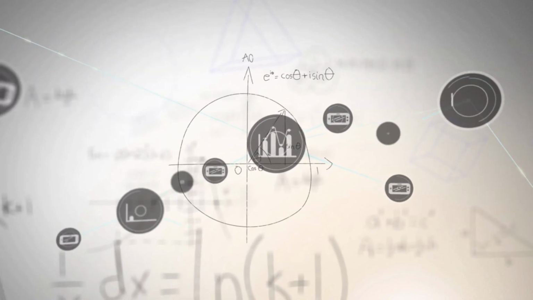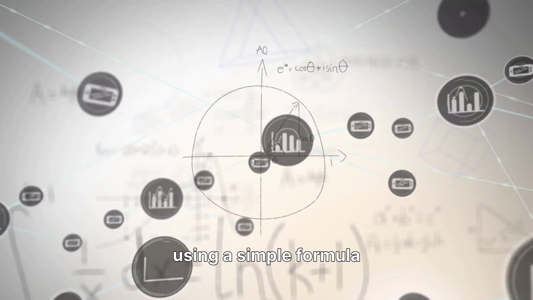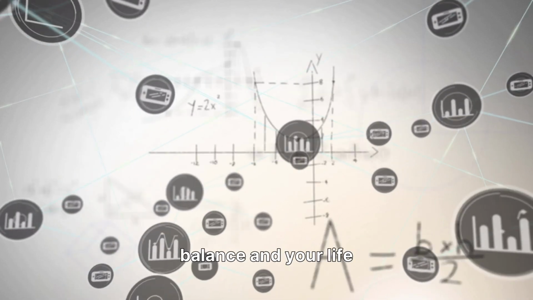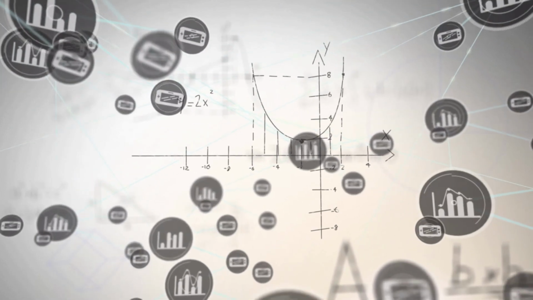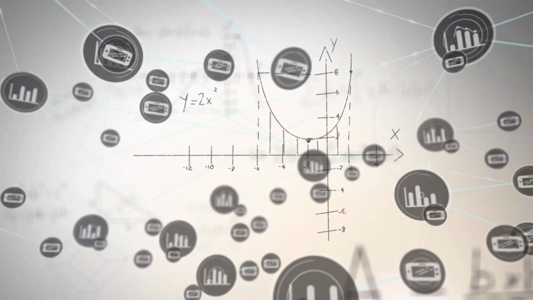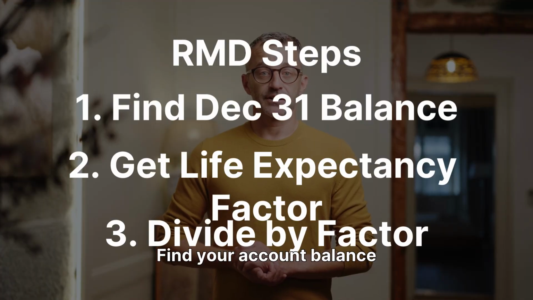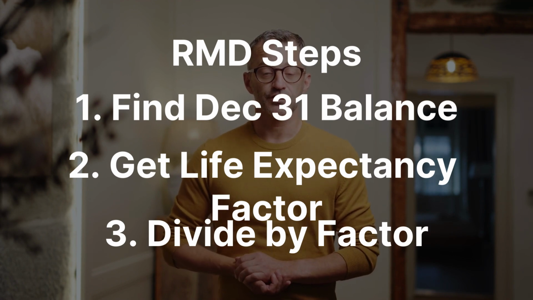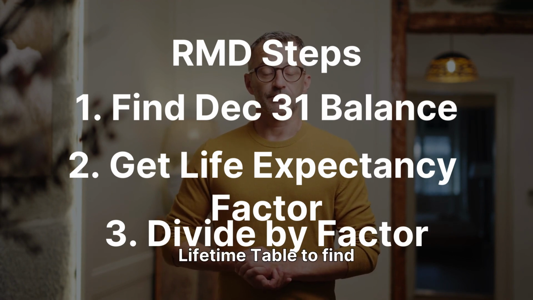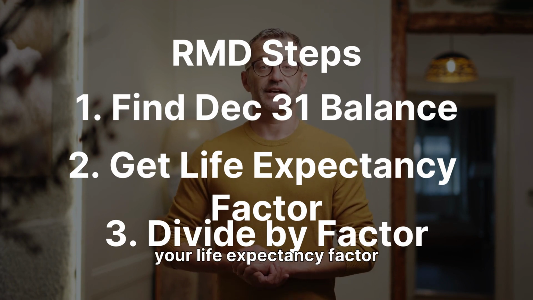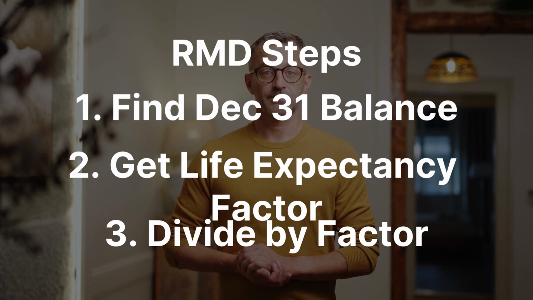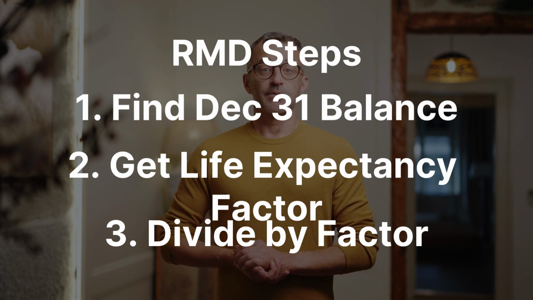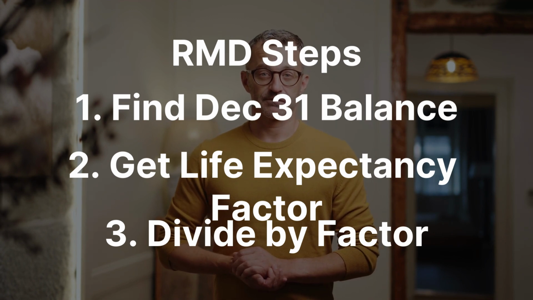Now, let's talk about how to calculate your RMD. The amount is determined using a simple formula based on your account balance and your life expectancy. Here's how it works. 1. Find your account balance on December 31st of the previous year. 2. Use the IRS Uniform Lifetime Table to find your life expectancy factor based on your age. 3. Divide your account balance by that factor to get your RMD.